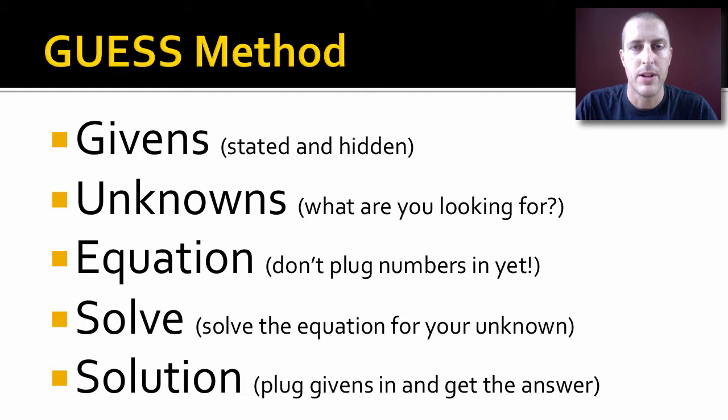We've talked about how to rearrange equations. You need to solve for your unknown before you plug numbers in. And then you can plug numbers in and find your solution. Plug the numbers in, punch it all into your calculator, and get your answer. Now make sure you put units with your answer. Don't just give me a number. A number's not going to be good enough. Make sure you include the units.